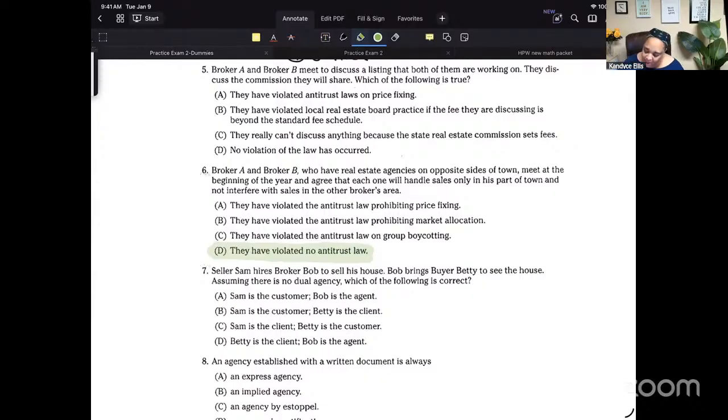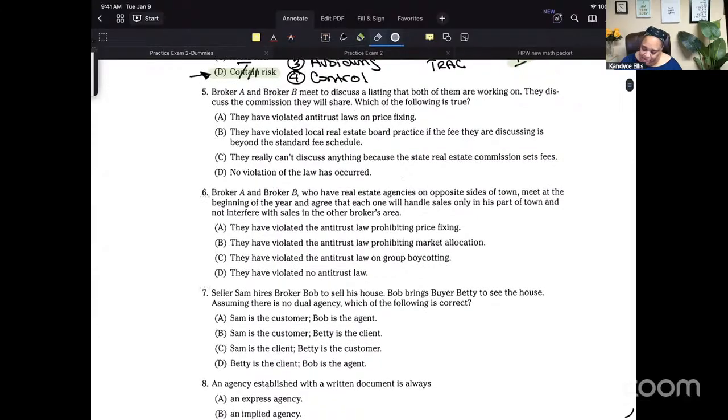Well, if we look at A, they violated antitrust prohibiting price fixing, but this question says they are, oh, wait, that's the wrong one. It's B. Sorry. It says up here that they are discussing a listing that both of them are working on. And when we talk about price fixing, we're talking about a general rule, it doesn't matter what listing or what buyer it is, we're all going to follow this rule. But if they're working on just one particular listing, that's not a problem. So our answer is not A.